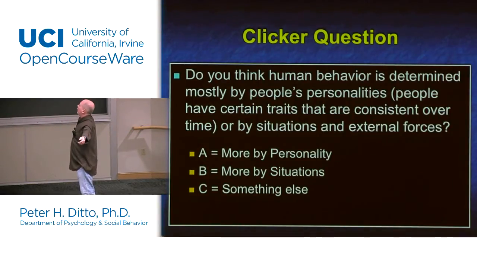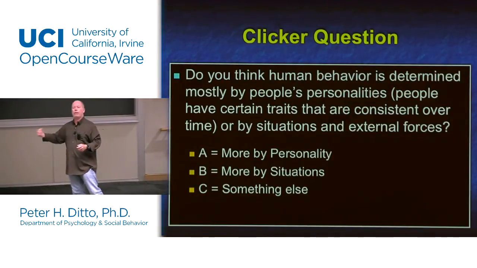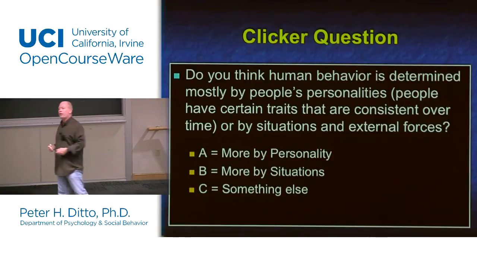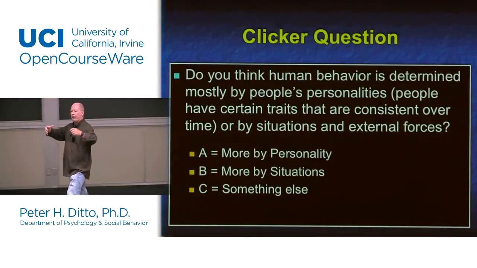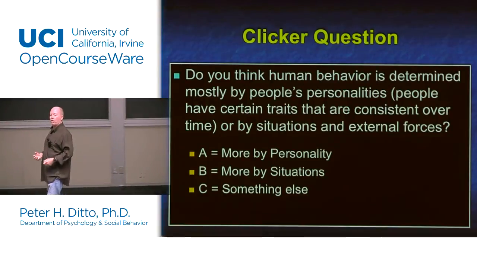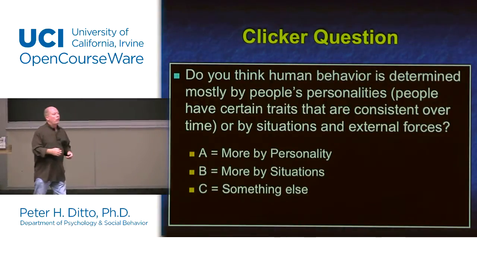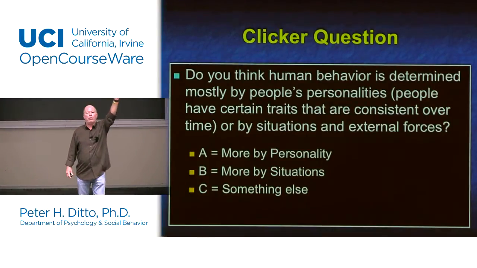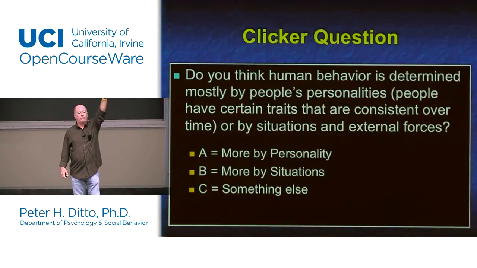So people have certain traits that are consistent over time. Some people have these traits, and if you really want to know what they're going to do, you want to know about them. Or do you think human behavior is mostly determined by situational external forces? Or maybe something else. How many people think that behavior is mostly a function of personality? If you want to know what people are going to do, you want to know what their personality is.